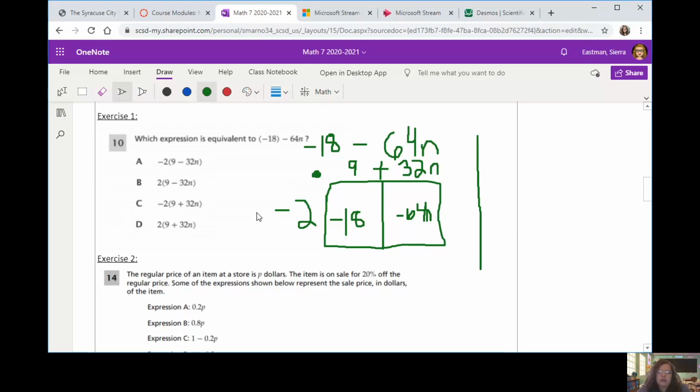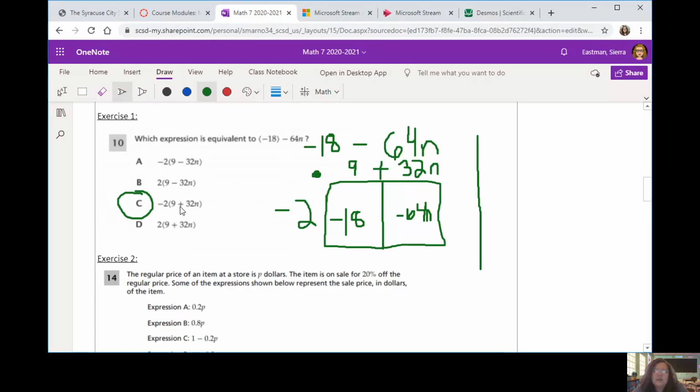We're using our factoring skills, my area model method backwards. And we should see that C is the correct choice. -2 comes out, and the 9 plus 32n stays on top, which means it is inside the parentheses.